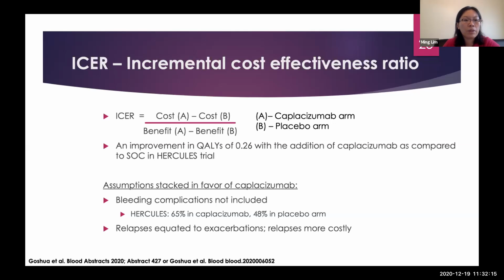To avoid potentially confounding factors that could bias their analysis against the addition of eculizumab, what the authors did is they stacked all their assumptions in favor of eculizumab. So they did not include the cost of bleeding complications, and they equated the cost of relapse to exacerbations, although we know that a TTP relapse costs more because this means the patient has to come back into hospital, have the line placed again, and being admitted again.